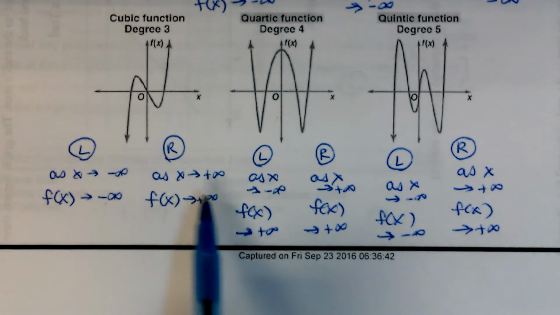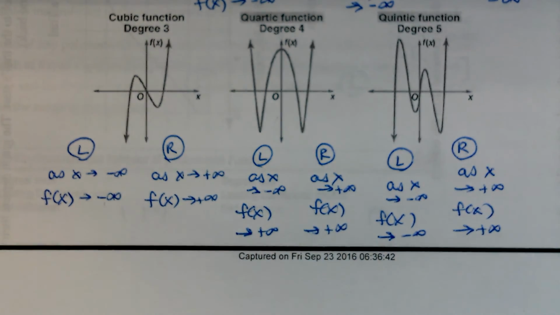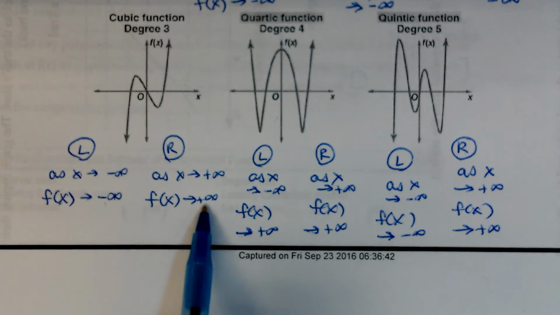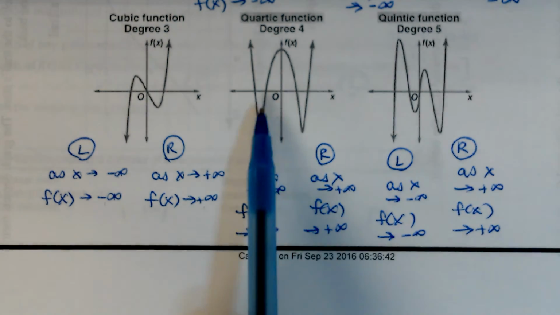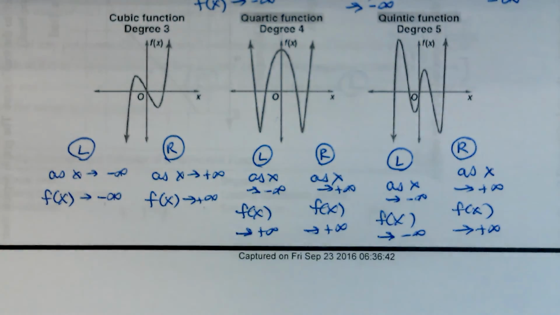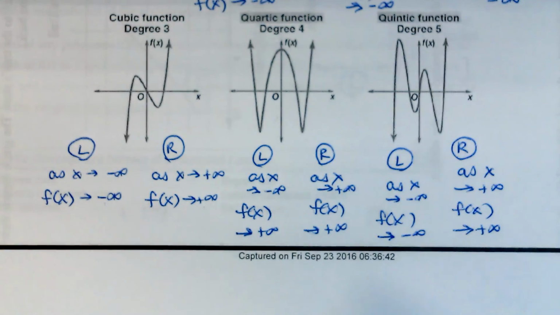And when it says as x approaches positive infinity, here, here, and here, it's talking about the right-hand side of the graph. And when it says f of x approaches positive infinity, it means the graph is shooting upward. So on this graph, on both sides, the graph is shooting upwards. And on this graph, on the right-hand side, the graph is shooting upwards.